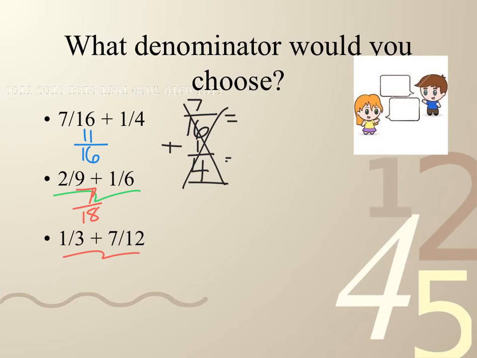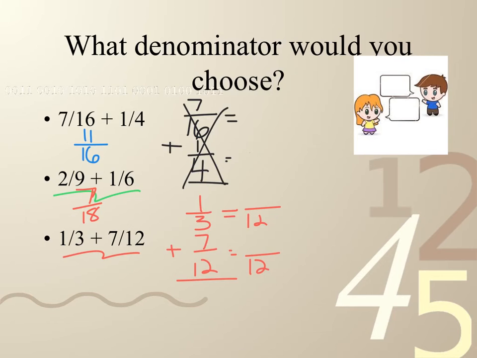So for our last one, we've got 1/3 plus 7/12. First thing I know, they do not have common denominators, so I need to find a common denominator before I add them together. First question is, does 3 go into 12 evenly? The answer is yes, it does. So that means that 12, the larger of those 2 numbers, is the common denominator.